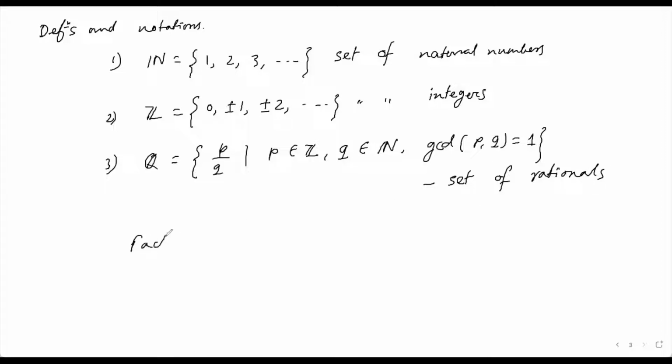It is a fact that Q, the set of all rationals, is a field, and here we have an order relation, and this is an ordered field. We will define what an order relation is, what a field is, and what an ordered field is. Everything we will define in a moment. First we define what a field is. So let us define a field.